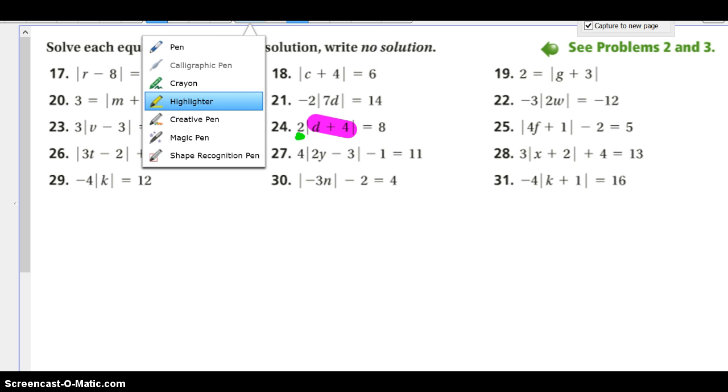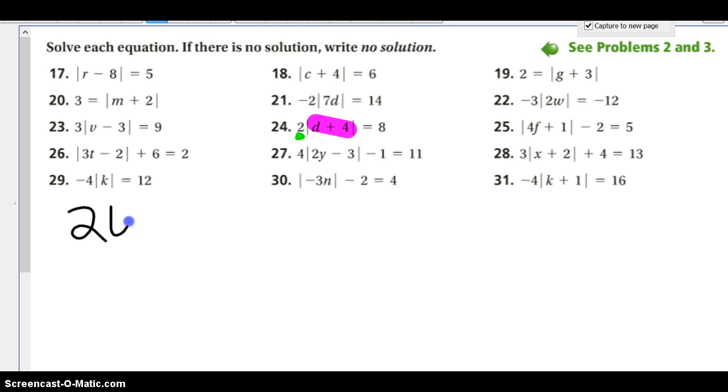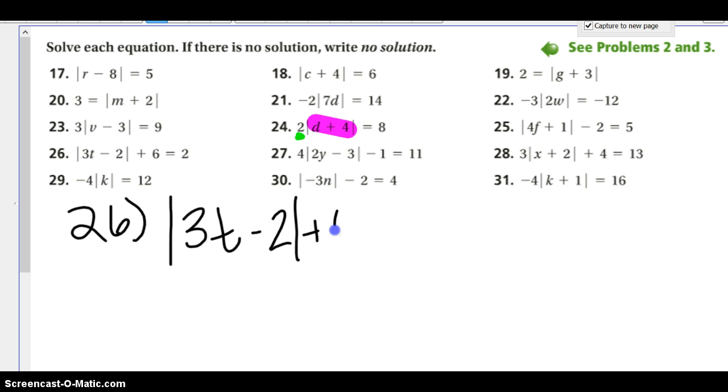But let's go over, I want to do number 26 because that was a fabulous one and several of you asked really good questions about. So absolute value of 3t minus 2 plus 6 equals 2.